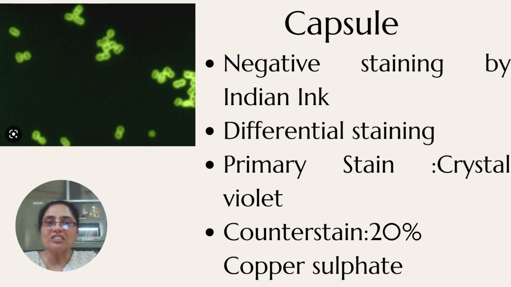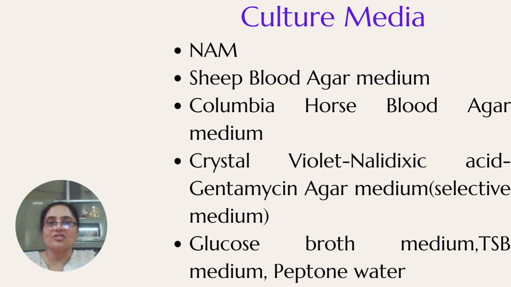And if you are performing differential staining, then you can use primary stain as crystal violet and counter stain, that is 20% copper sulfate. What this counter stain will be doing, it will be decolorizing and removing the crystal violet, and then you can see all the background or bacteria will be purplish in color, while the hollow structures will be seen as the capsule. So this is how you can see the microscopic morphology of capsule.